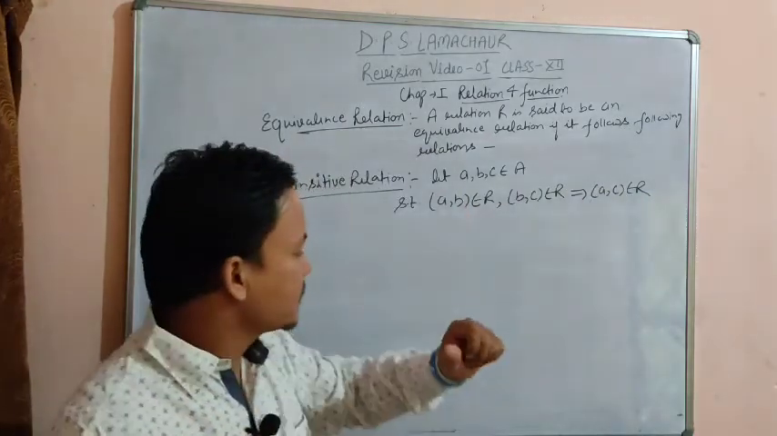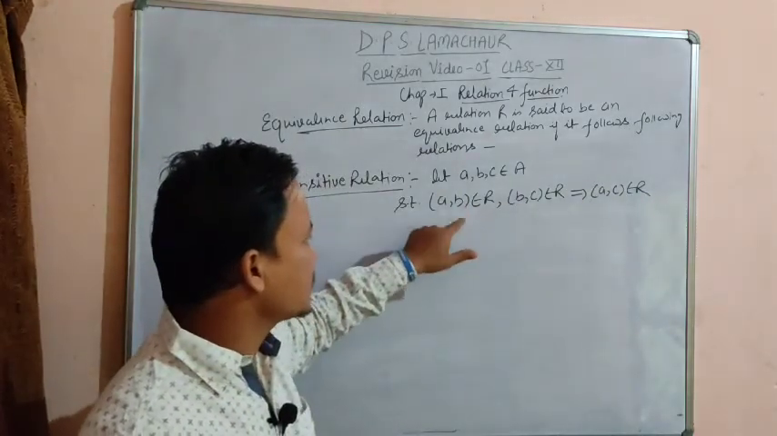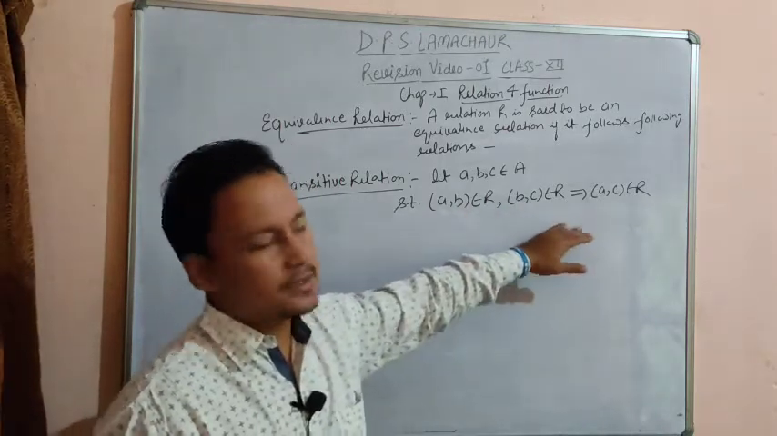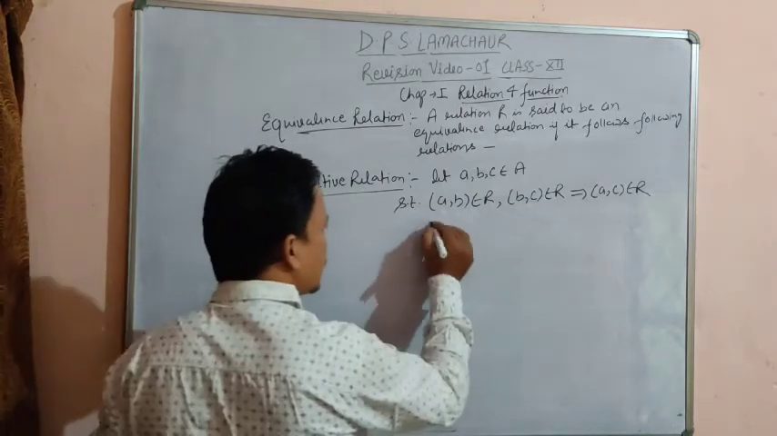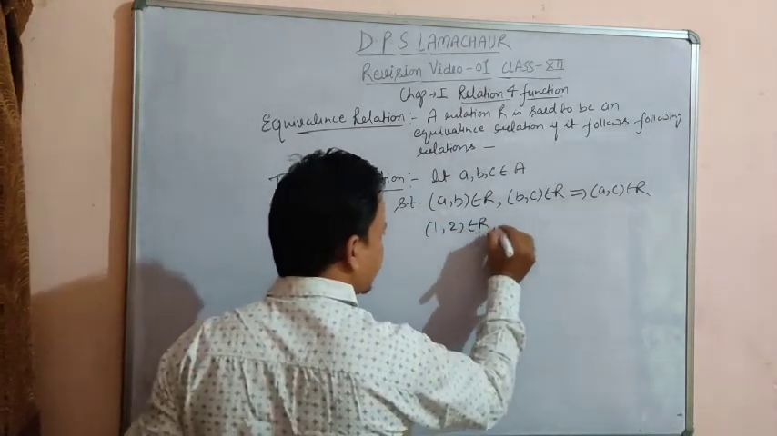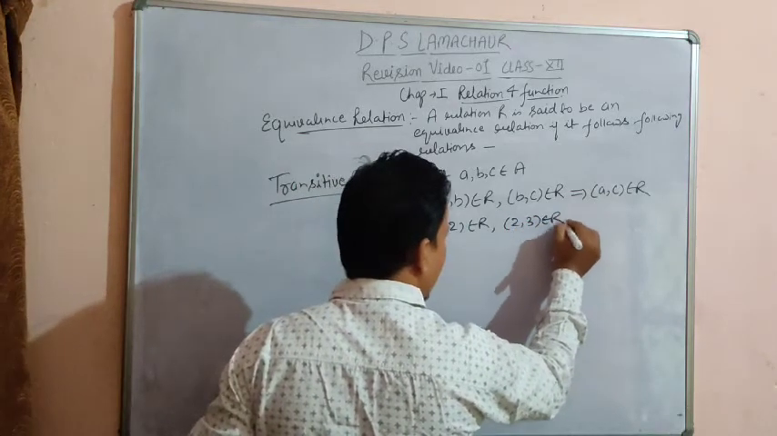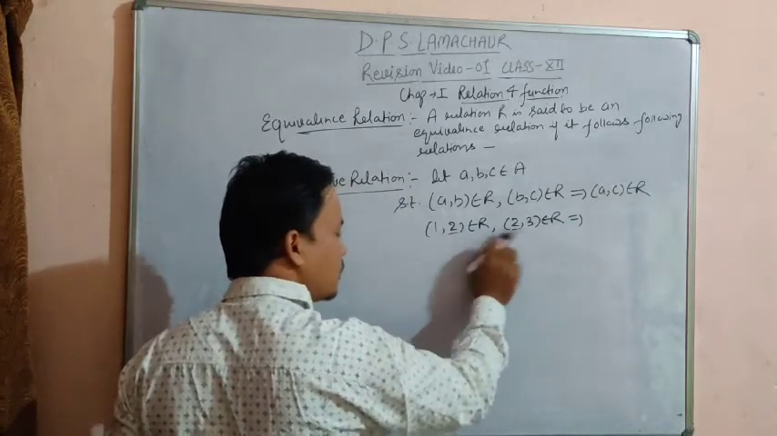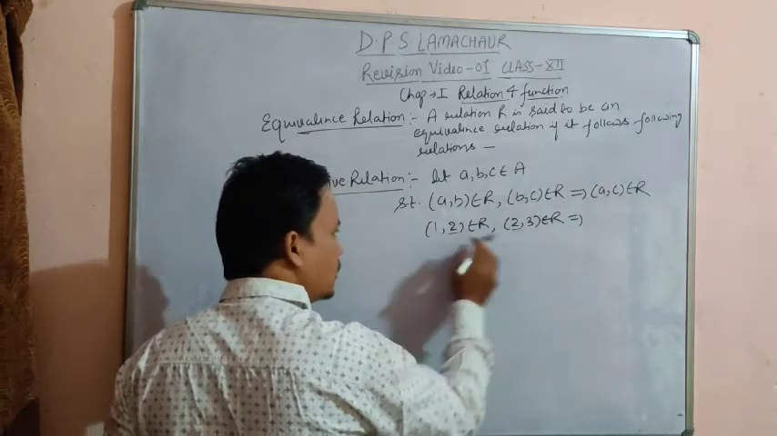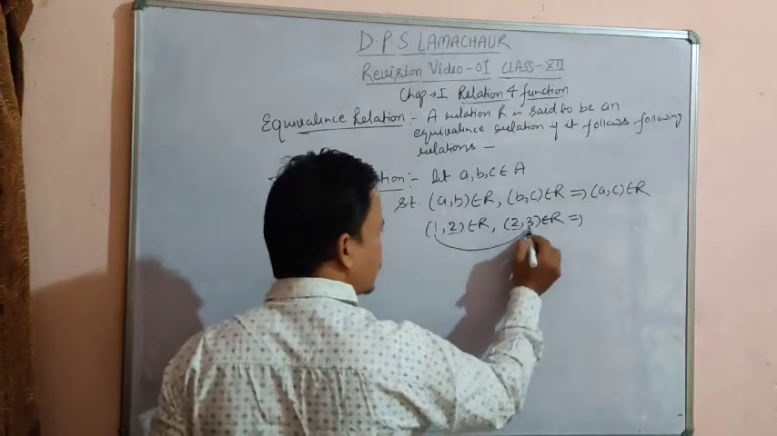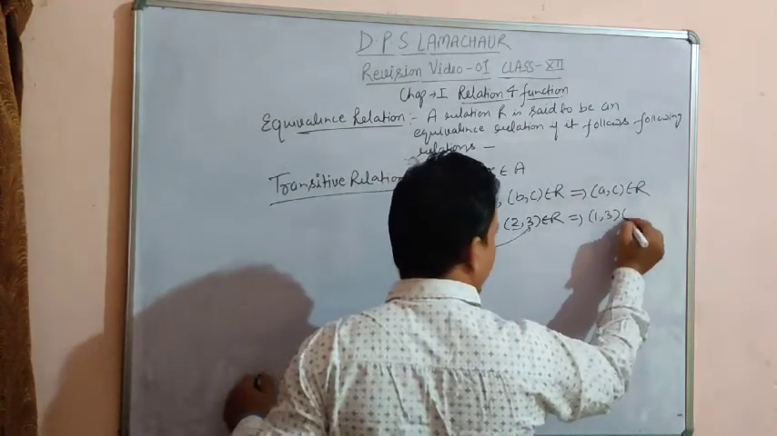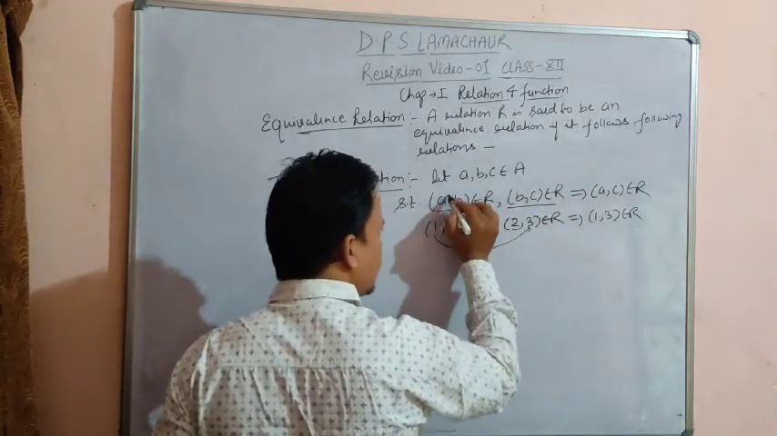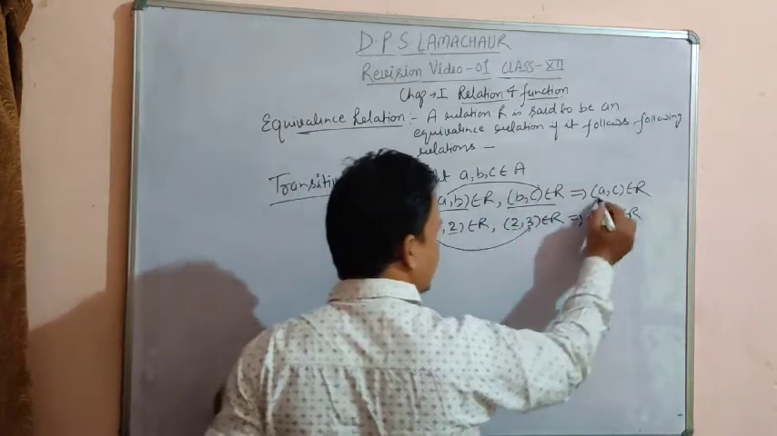The second basic thing to focus on is that element B is common. This element B will always be common to the relation. Suppose 1 2 belongs to R, 2 3 belongs to R. The element 2 is coming in both ordered pairs, so the transmission will follow from 1 to 3. It means we have to show 1 3 also belongs to R. A B belongs to R, B C belongs to R, B is common, so A C must belong to R.